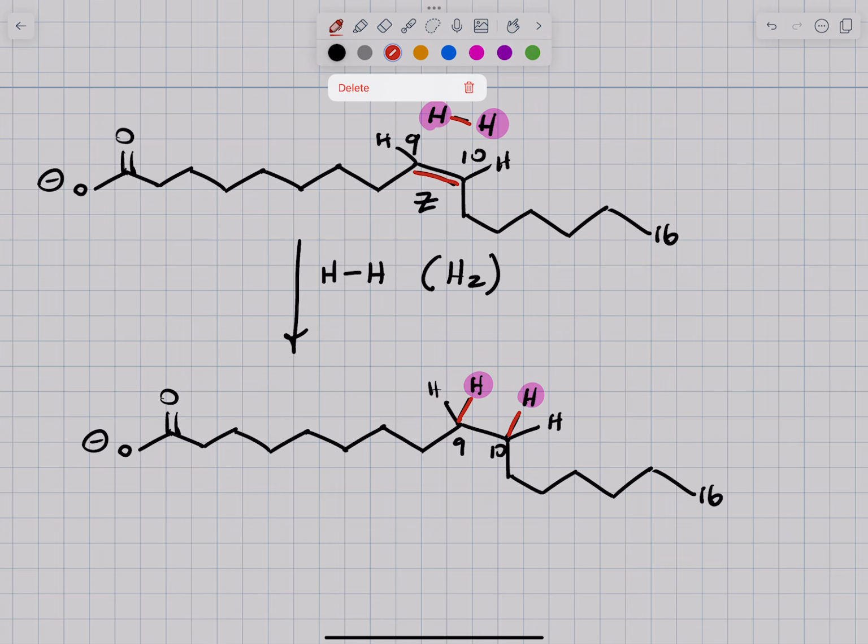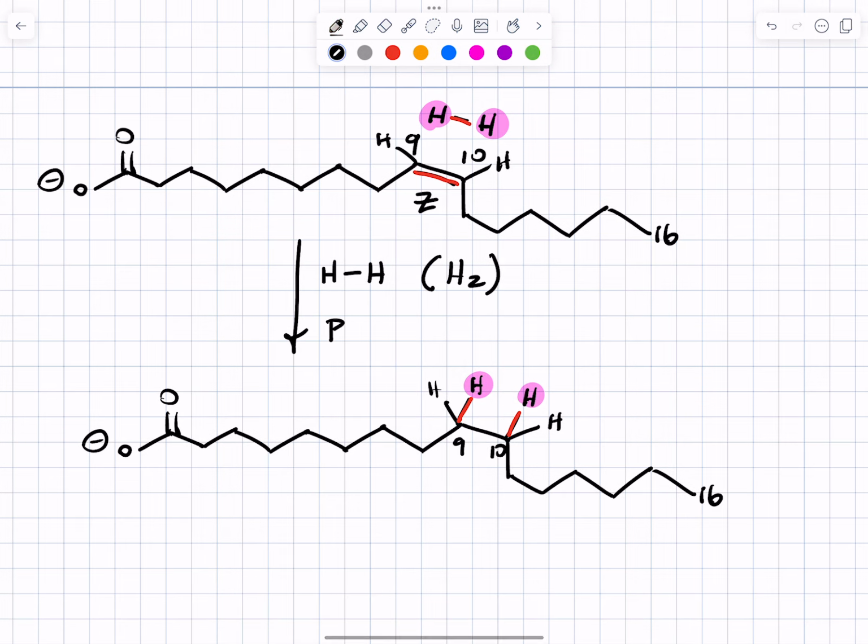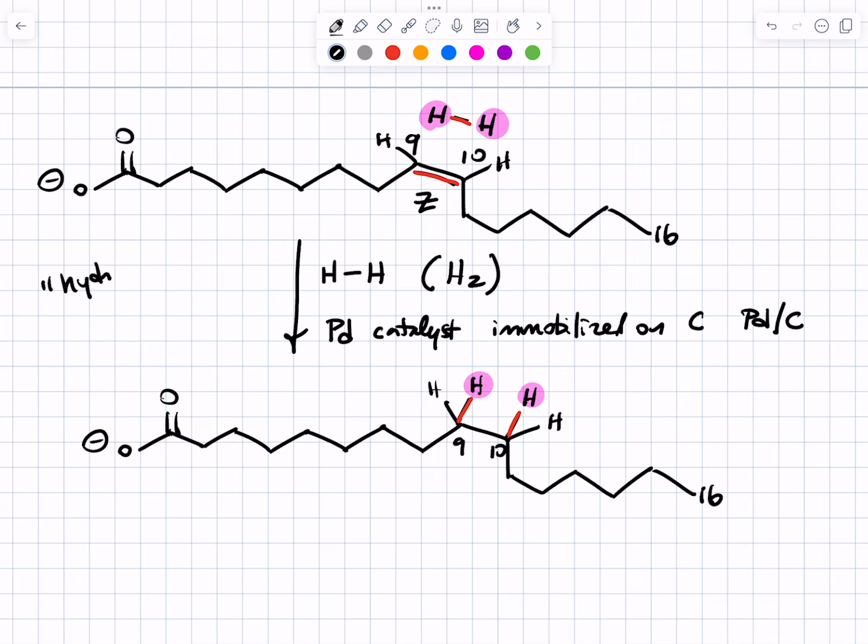This reaction happens in the presence of the metal palladium. This is a palladium catalyst. It's usually immobilized on charcoal or carbon, so we'll represent that with Pd and a slash C. This is what we call a hydrogenation reaction, and this gets rid of the double bond.